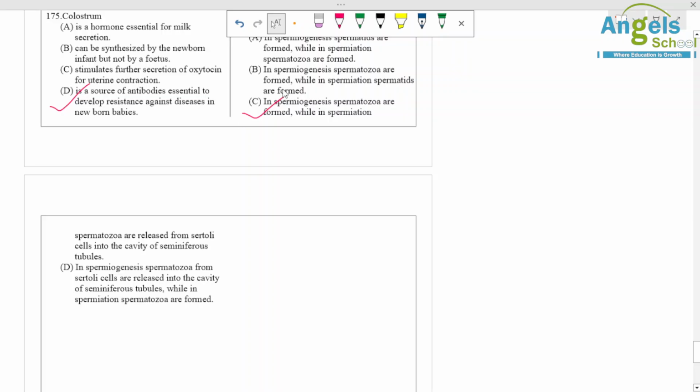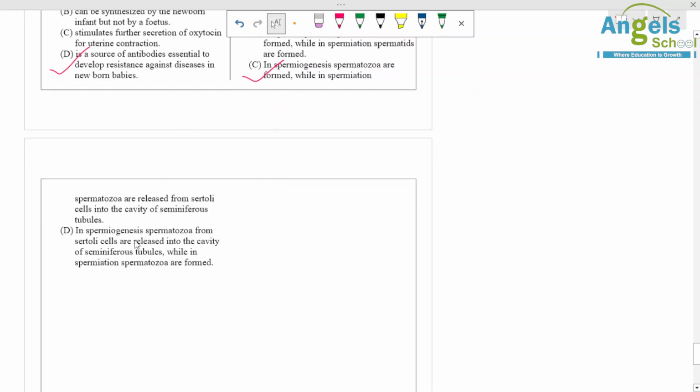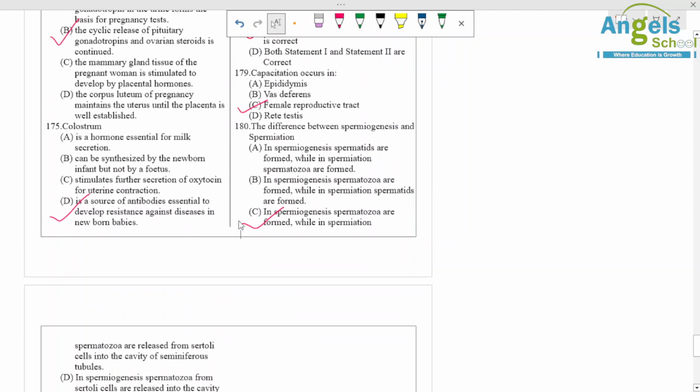And last again wrong option है. In spermiogenesis spermatozoa from Sertoli cells are released. नहीं, ये तो spermiation हो गया. Okay, so ये wrong option है. तो only C is correct.